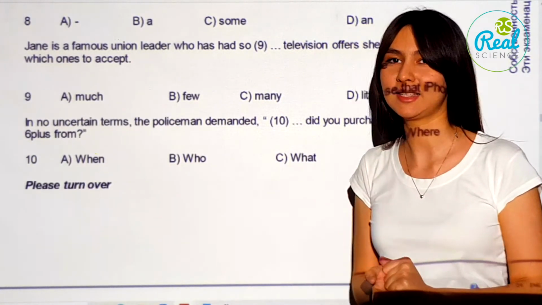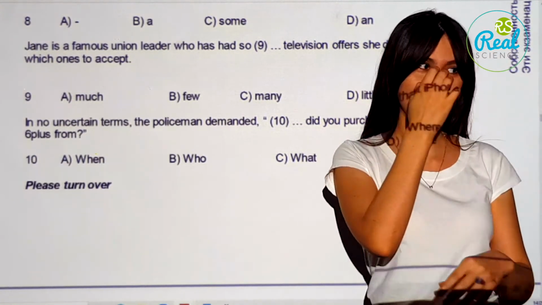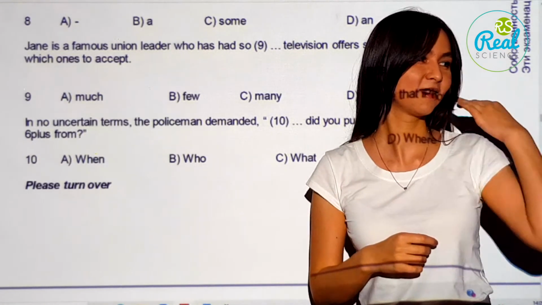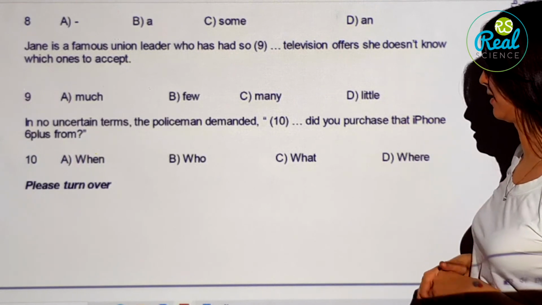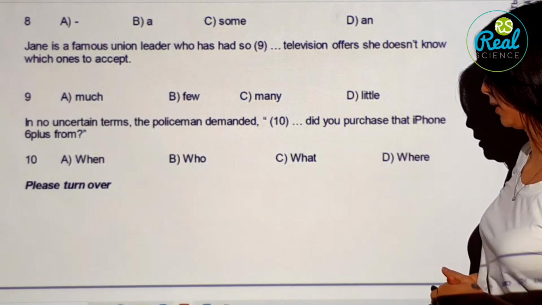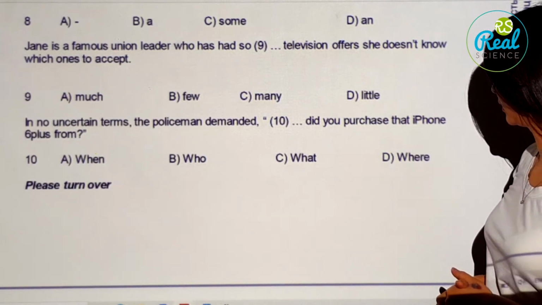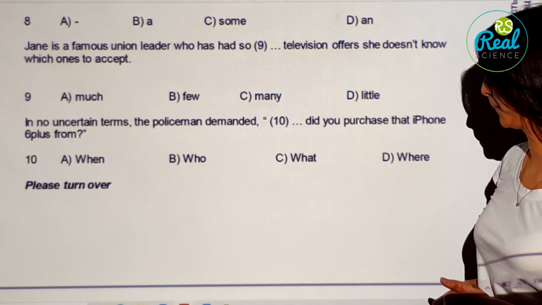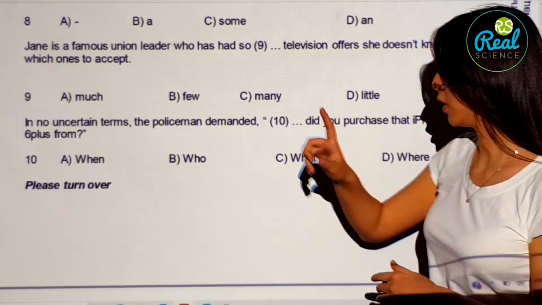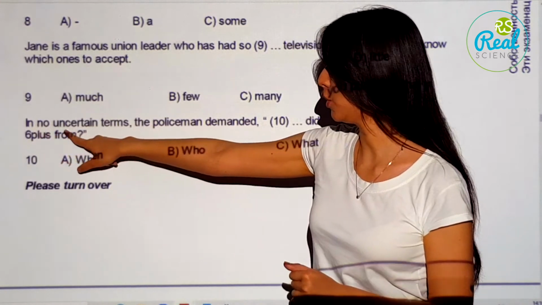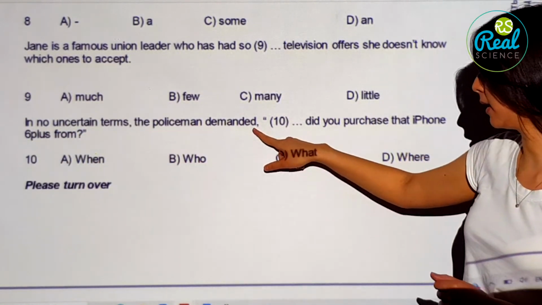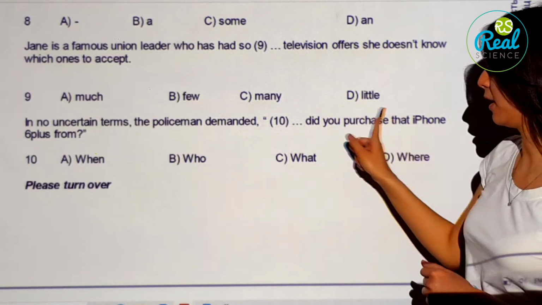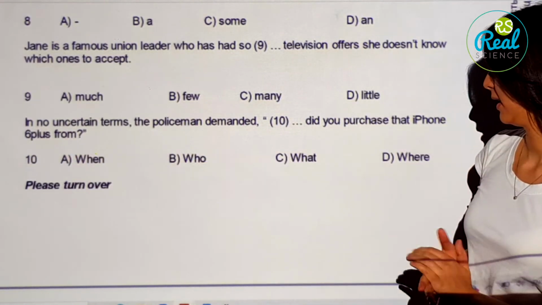Can I? Yes, start. In no uncertain terms, the policeman demanded, where did you purchase that iPhone 6 Plus from? Where did you purchase? Yes. So, in no uncertain terms, the policeman demanded, did you purchase that iPhone 6 Plus from?